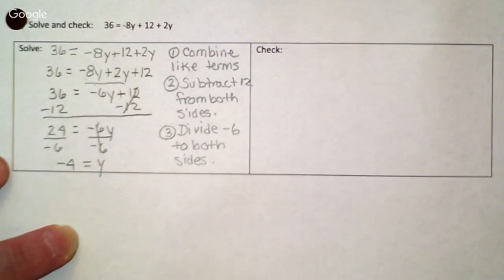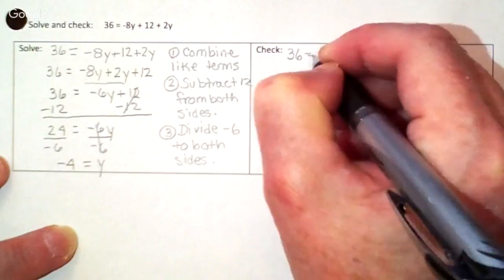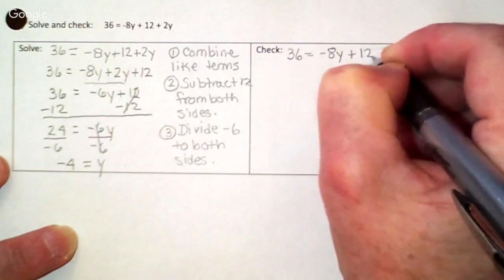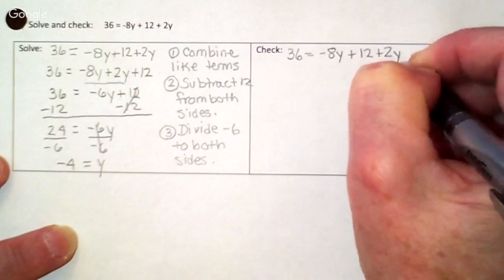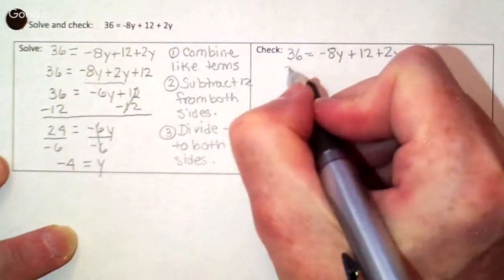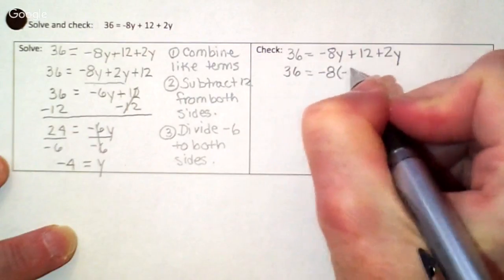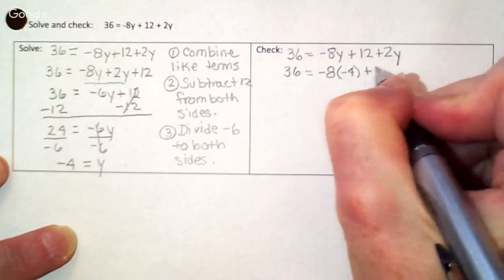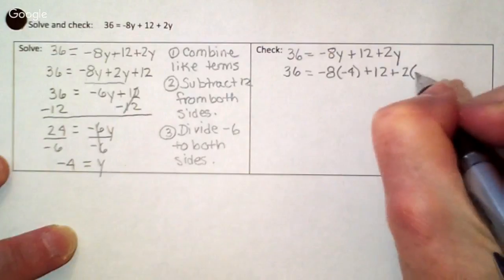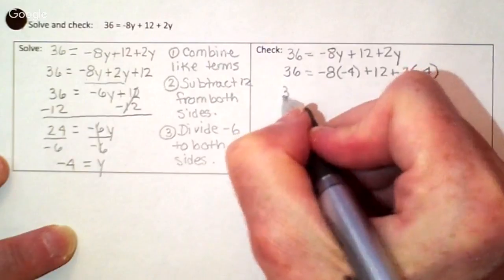So again, checking my work, I have 36. Remember, rewrite our equation. So negative 8y plus 12 plus 2y. Replace our letter with the number that we are checking. So we have 36 equals negative 8 times negative 4 plus 12 plus 2 times negative 4. And then we have to do our math.